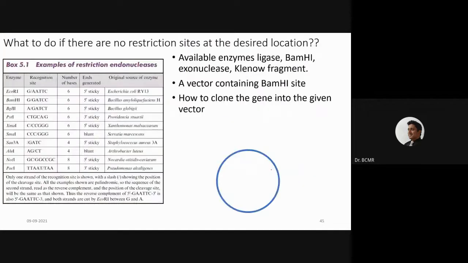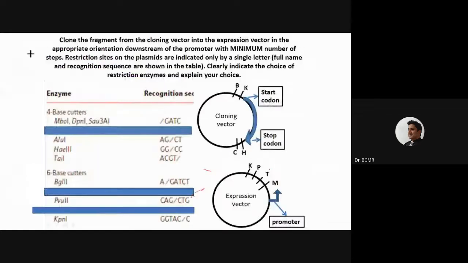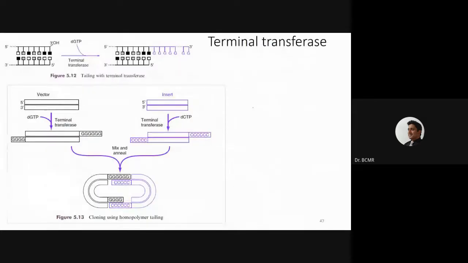And we have also discussed, I think, terminal transferase. It is an enzyme. It is a DNA polymerase. And the difference is that it is template independent.